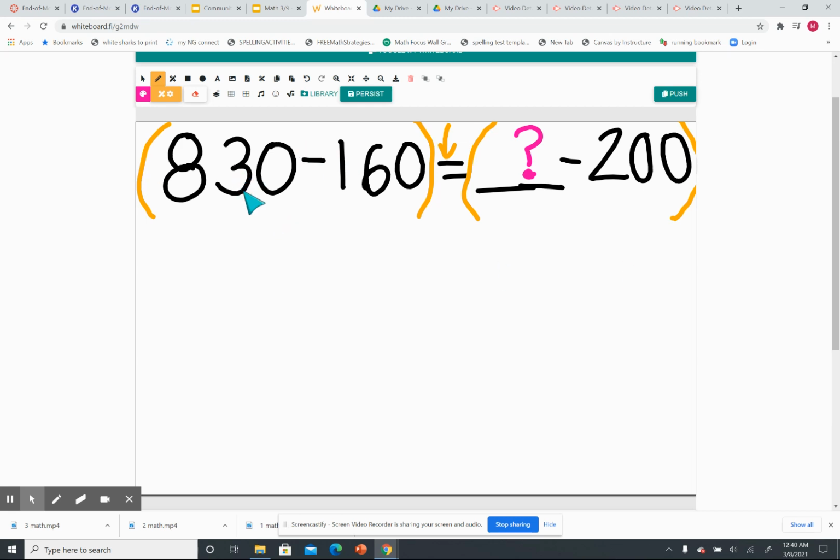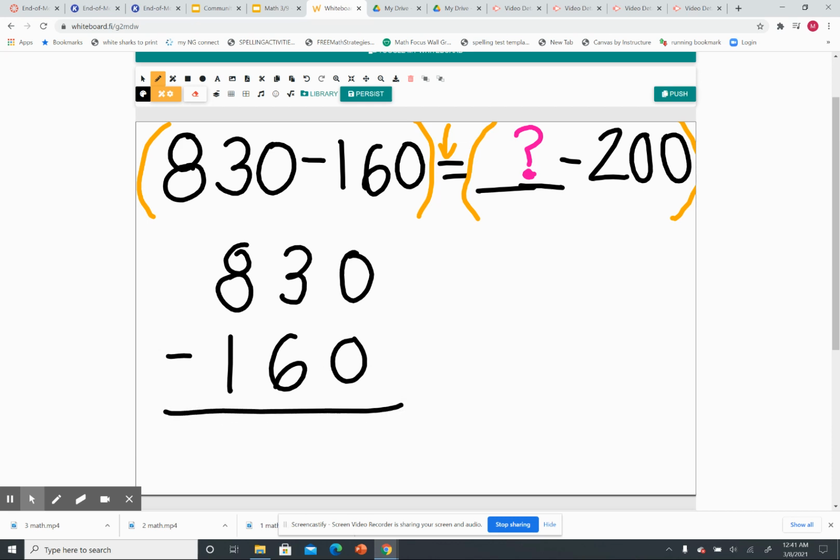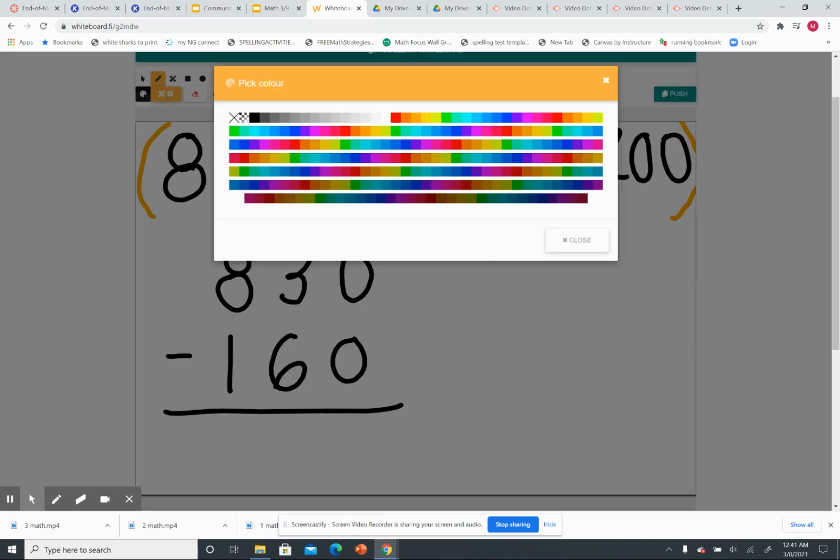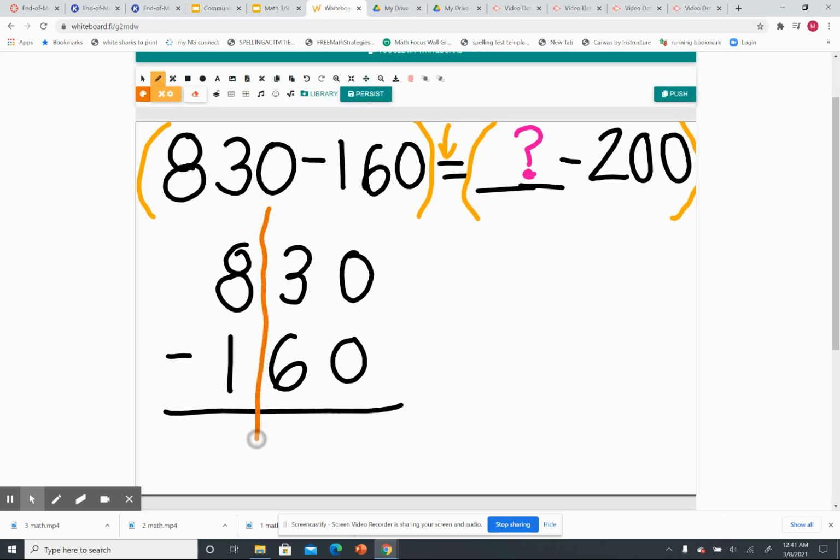However, on the left side, I have my whole and my part. So that means I can subtract that side first. So again, I would use vertical form to solve that left side. All right, boys and girls, go ahead and write this on your boards. 830 minus 160. I'm going to put my place value chart again, just because of organization.